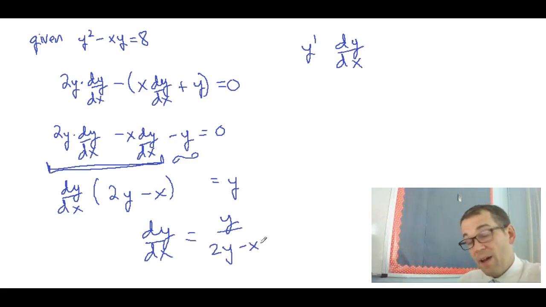Now to find the second derivative, we're basically going to use the exact same type of rule. To take the second derivative, you just take the derivative of a derivative. In this case, it'll be a quotient rule. Give it a try yourself. I'll make a video showing how it's done.